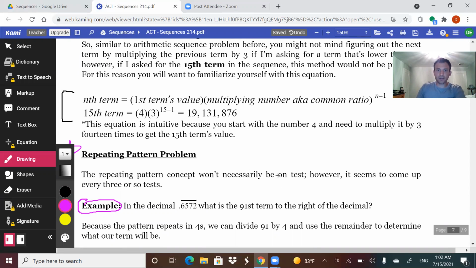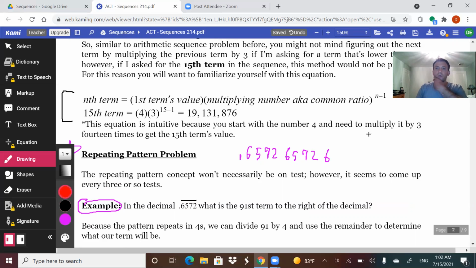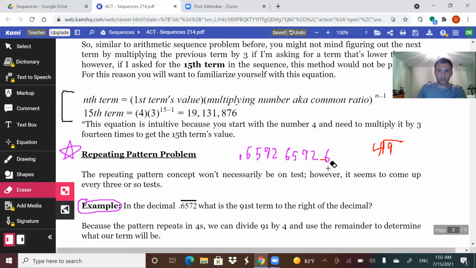So if you think about it, if I said not the 91st term, but I just said like the 9th term, let's say, we'd be going 0.6572, 6572. So you know the 9th term would be a 6. So what's the quick way to figure that out? Well, I'll show you. What you do is you do 9 divided by 4. And because 4 is how many digits we're repeating.